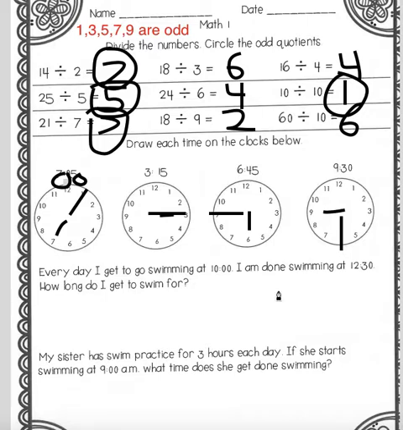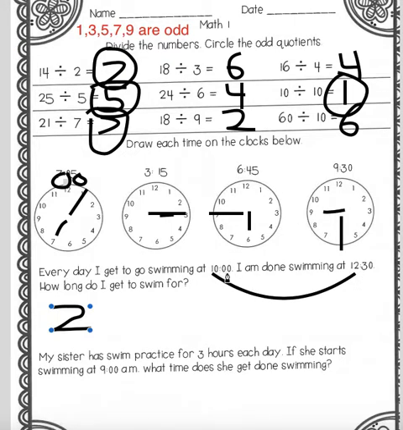We have 2 word problems. Every day I go swimming at 10 o'clock. I am done swimming at 12:30. How long do I swim for? So it wants to know the difference from 10 o'clock to 12:30. So I'm going to first compare the hours. From 10 to 12 would be 2 hours, because from 10 to 12 is 2, adding 2.